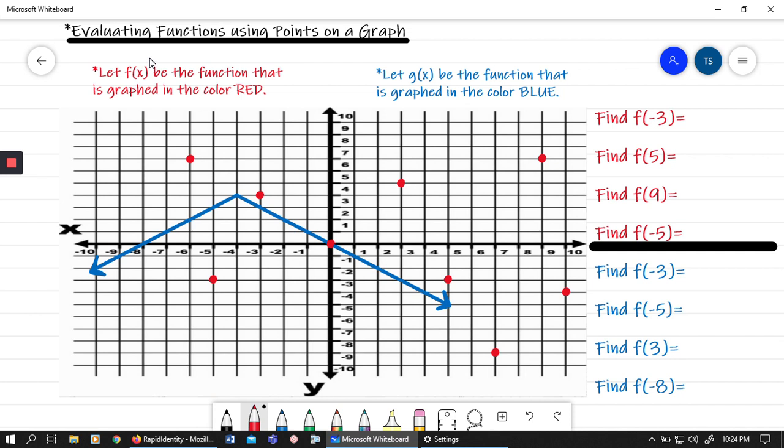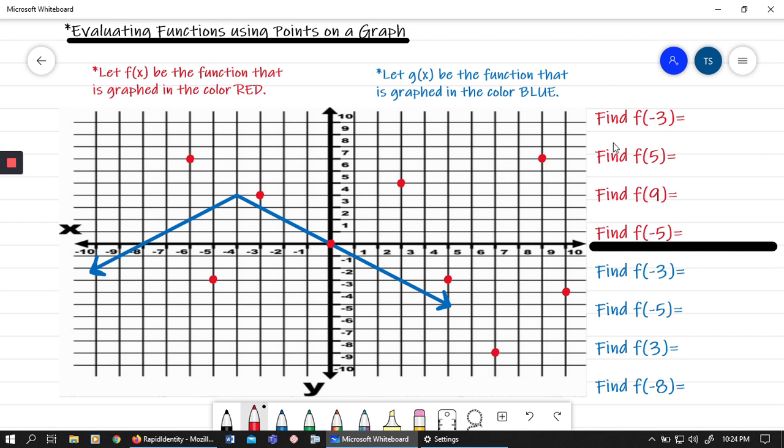All right. So, we're going to say that f of x is the function that is graphed in the color red, where you see these discrete, discontinuous, non-connected red coordinate points. These red ordered pairs, or these red coordinate points, are going to be the function f of x. And where you see this continuous and connected graph, graphed in blue, that is going to be g of x. Okay, the function g of x.